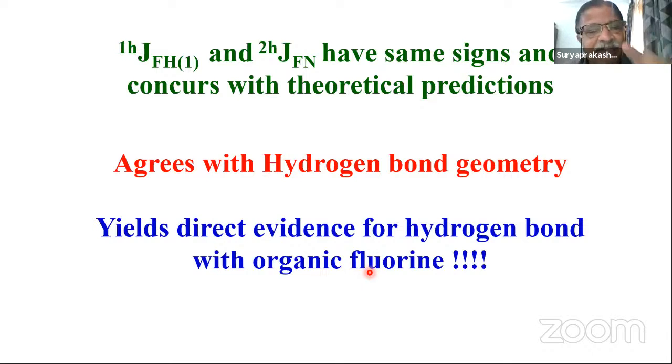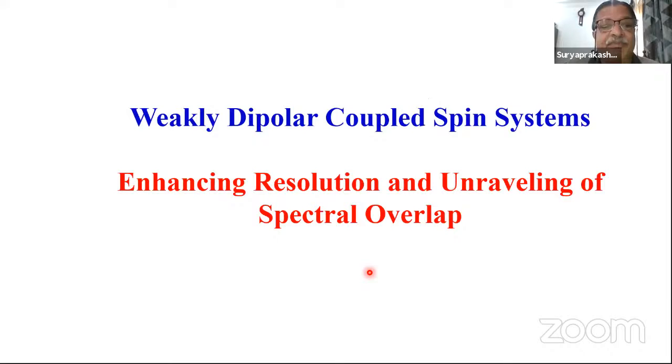By using unconventional detection of NMR spectroscopy, unconventional detection of multiple quantum, you are able to establish the sign of the coupling and also establish the presence of the hydrogen bond.